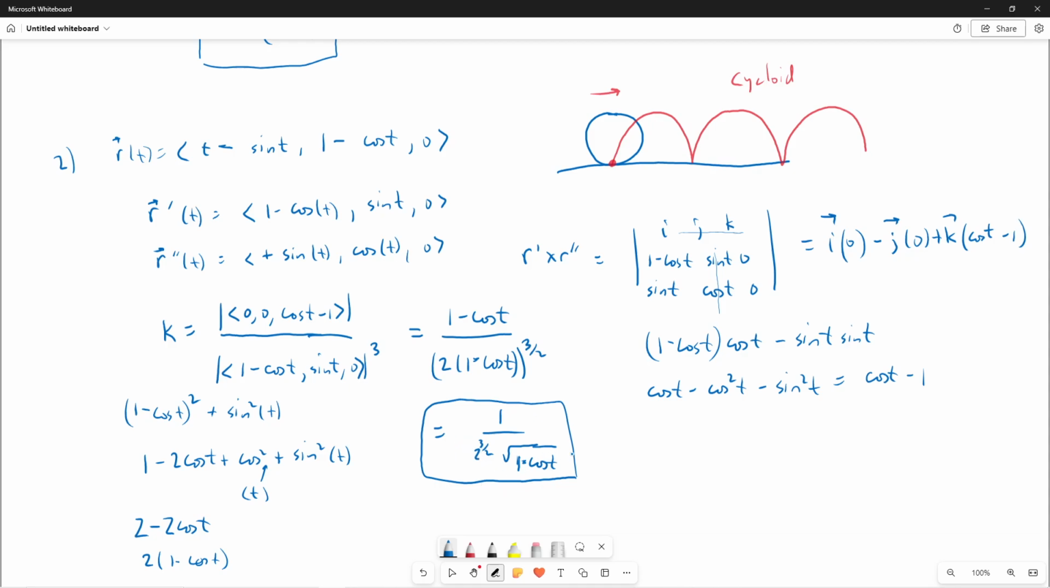The curvature of our cycloid is minimized when the cosine of t is 0, and the cosine of t is 0 at 90 degrees. And this would be at this point. That's where we have a minimum. And it's maximized where the cosine of t is 1. And that would be at this point. And the curvature is actually undefined at that point.